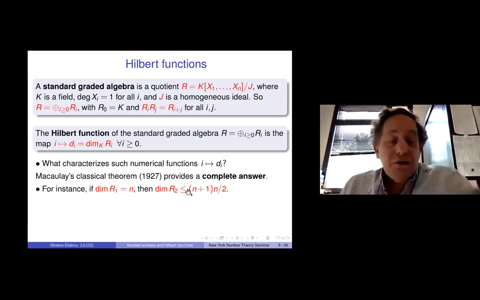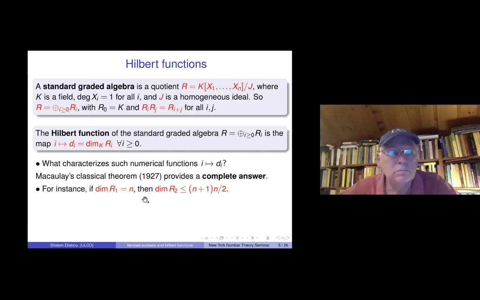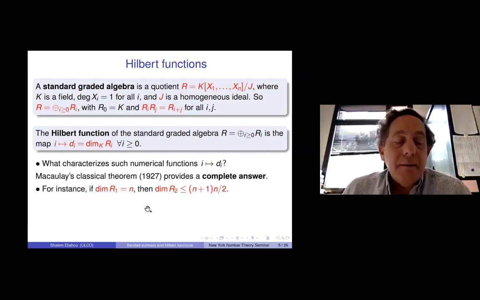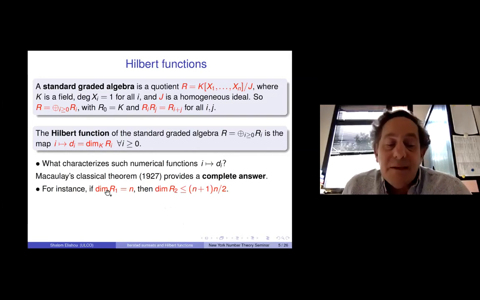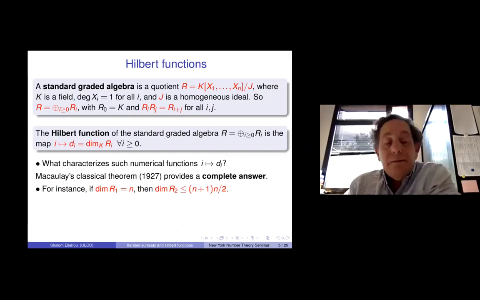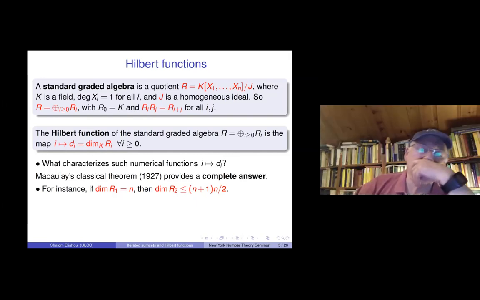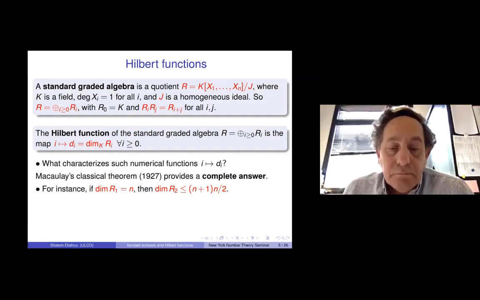So for instance, at least we can say the following. Assume the dimension of R1 is n. Then in degree 2, since it's generated by products of a basis of degree 1, then the dimension in degree 2 cannot exceed the binomial n plus 1 over 2 because it's commutative. Think about the polynomial algebra. For the polynomial algebra, you would have an equality here.